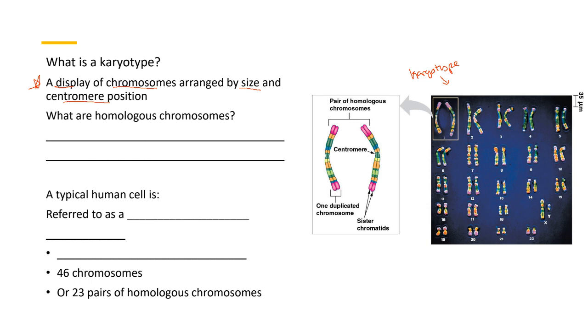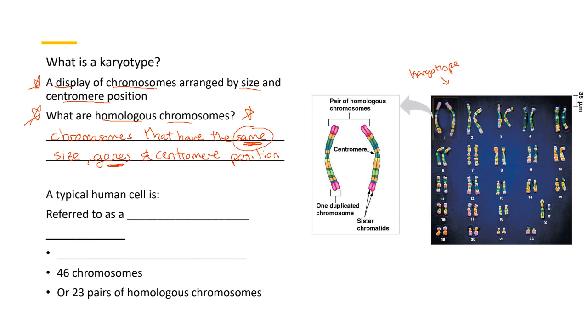Before I talk more about a karyotype, let's talk about something extremely important. Make sure you understand this because this is critical, especially to understanding meiosis. What are homologous chromosomes? Homologous chromosomes are chromosomes that have the same size. Sometimes they say they have the same shape, same size, same genes, and this is very important, same centromere position. So what are homologous chromosomes?